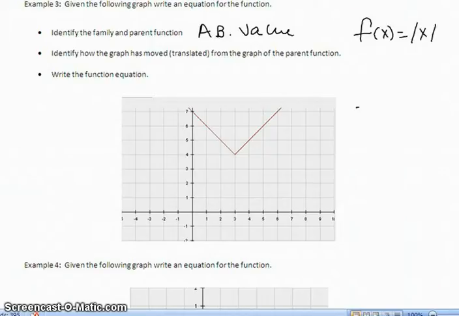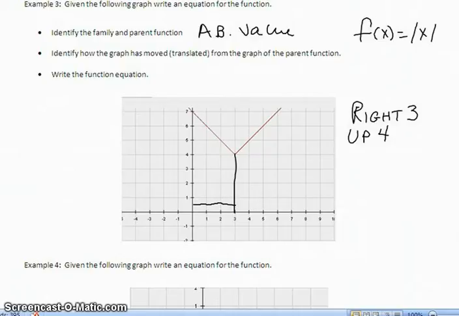Next, identify how that graph moved. How was it translated? So if I look at this, I moved to the right 1, 2, 3. So I went right 3 and up 4. I didn't flip over or anything, so I don't need to do that. So now I need to write my general function.